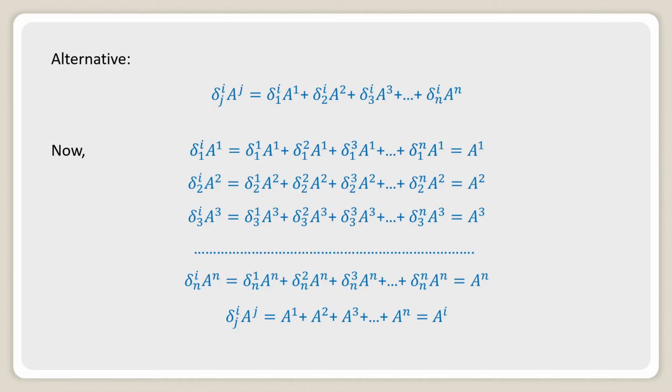Therefore, putting all these values in the first equation, we will get the value of delta ij into a_j. The value of the first term is given by a1, the value of the second term is given by a2, plus the value of the third term is given by a3 plus dot dot dot, and the value of the last term is given by a_n, which can be written as a_i, where i goes from 1 to n.